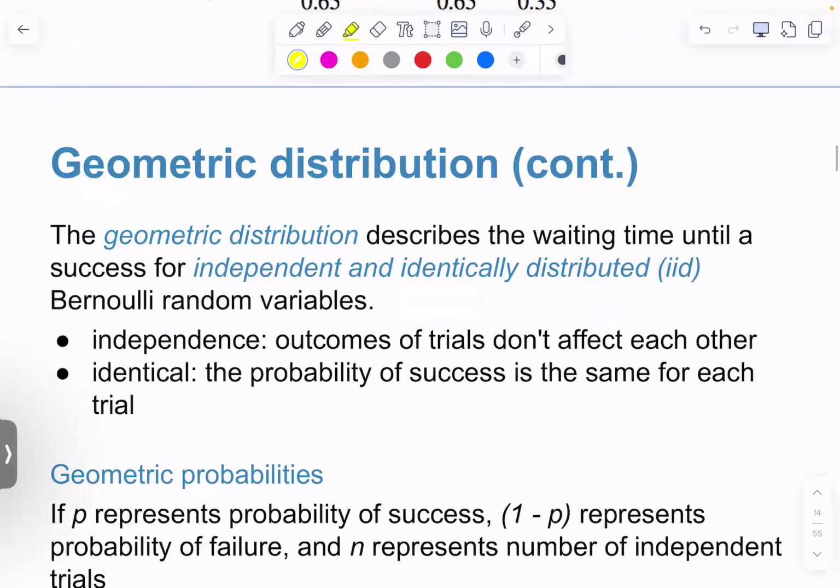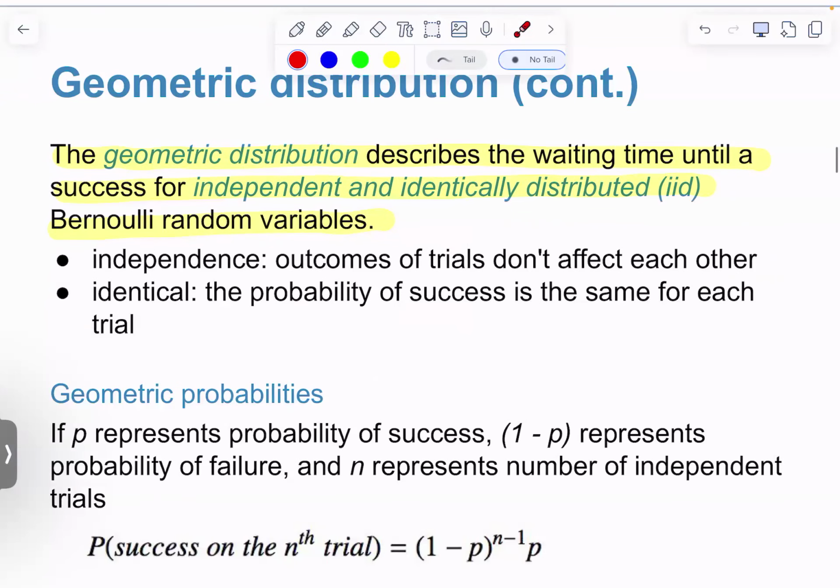The geometric distribution describes the waiting time until a success for independent and identically distributed, IID is the shorthand we use, Bernoulli random variables. You really only need to pay attention to the fact that it's the waiting time until a success.